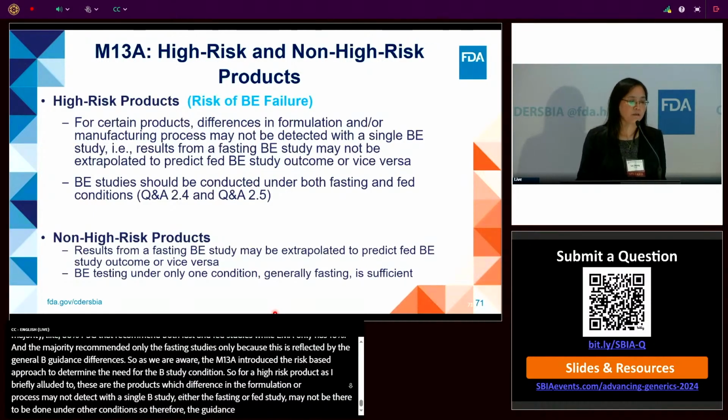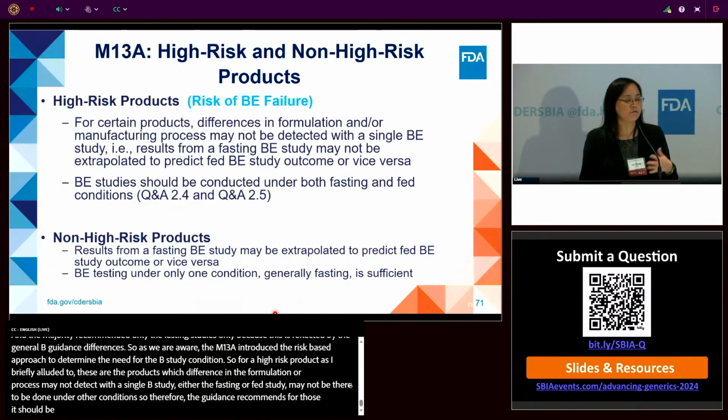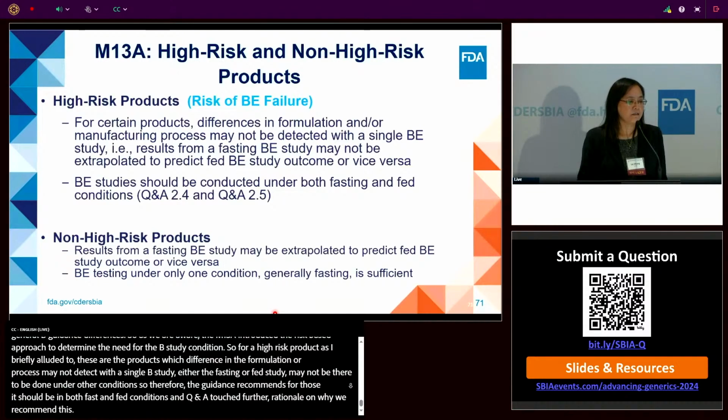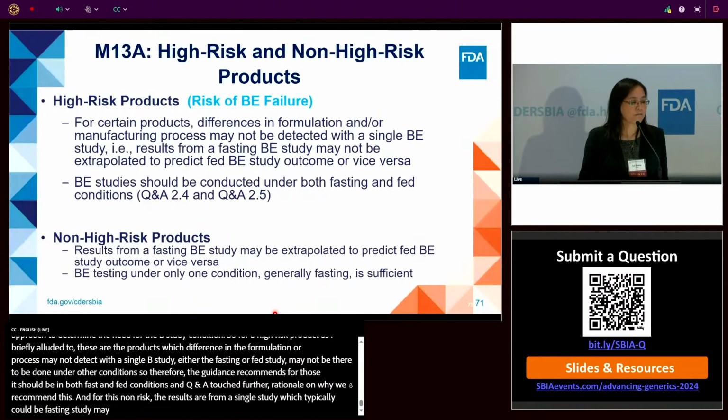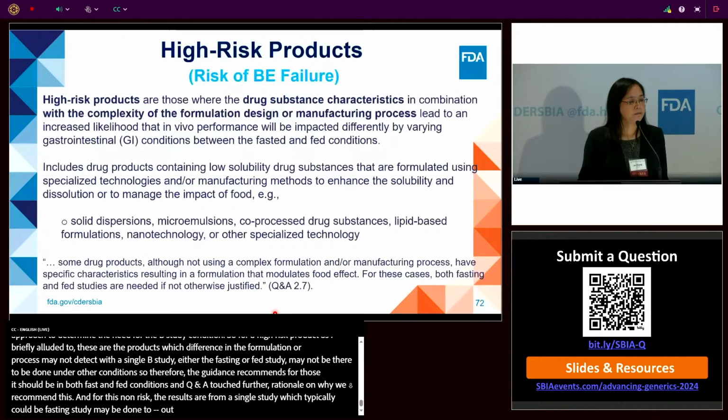BE should be conducted in both fasting and fed conditions, and the Q&A touches on further rationale on why we recommend this. And for non-high-risk products, on the other hand, the results from a single study, which typically could be a fasting study, could be extrapolated to predict the fed BE study outcome or vice versa. So the BE test under only one condition is sufficient.